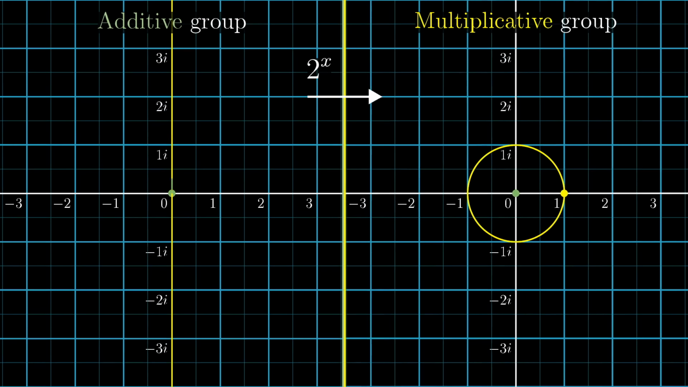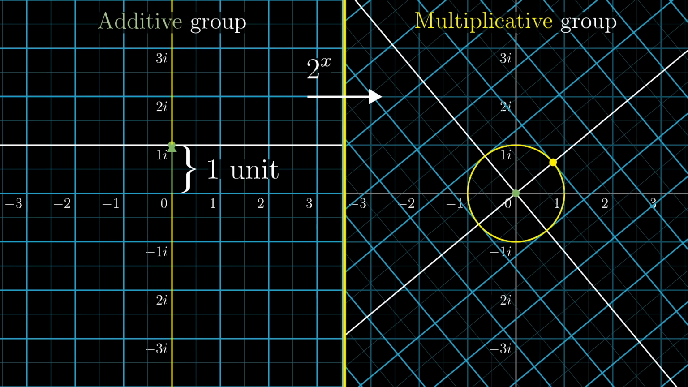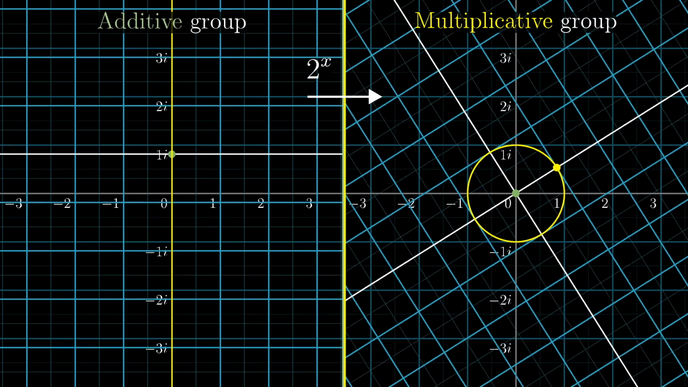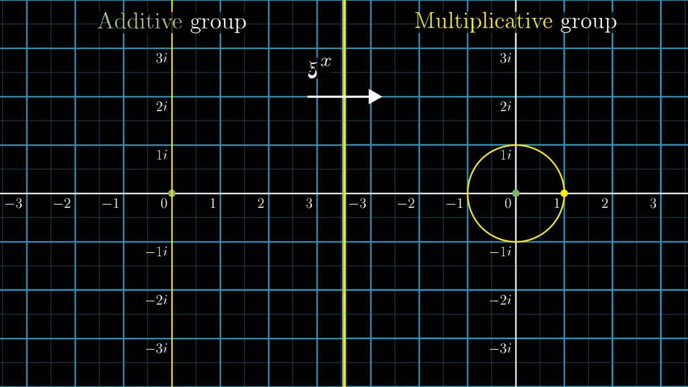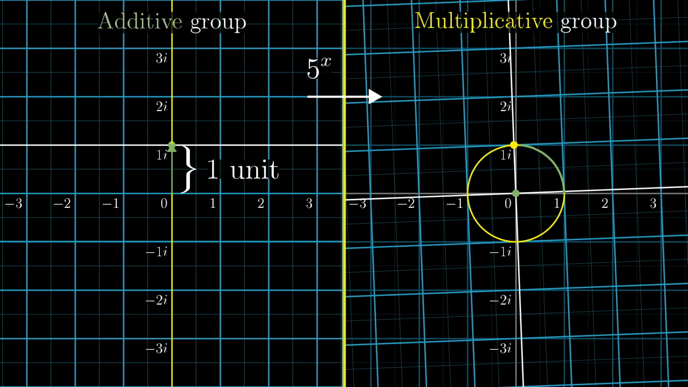In fact, for the function 2 to the x, the input i, a vertical slide of 1 unit, happens to map to a rotation of about 0.693 radians. That is, a walk around the unit circle that covers 0.693 units of distance. With a different exponential function, say 5 to the x, that input i, a vertical slide of 1 unit, would map to a rotation of about 1.609 radians, a walk around the unit circle covering exactly 1.609 units of distance.